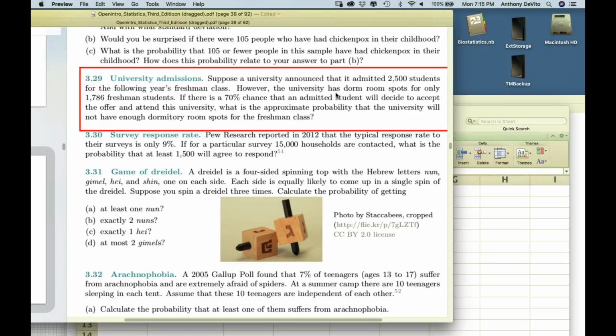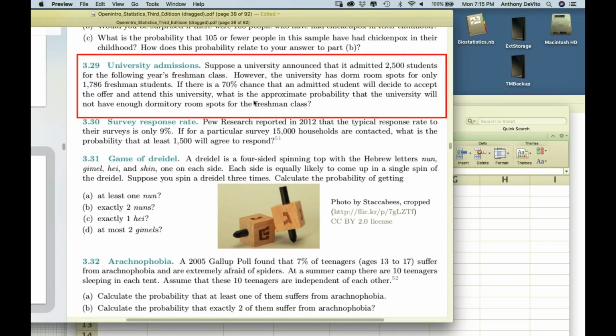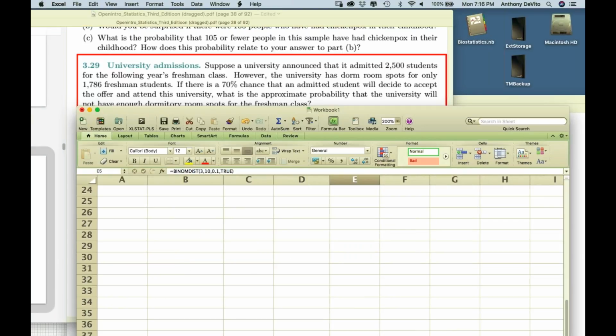Suppose a university announced that it admitted 2,500 students for the following year's freshman class. However, the university has dorm room spots for only 1,786 freshman students. If there's a 70% chance that an admitted student will decide to accept the offer and attend the university, what's the probability that the university will not have enough dormitory spots for the freshman class? Okay, so let's see how we can figure this out using the binomial distribution.